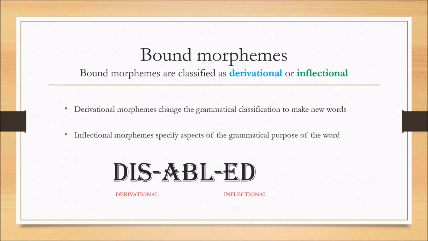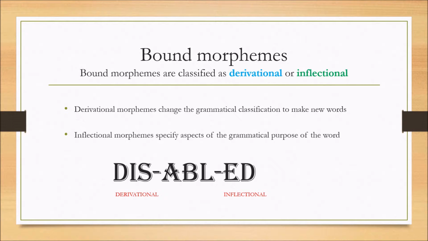Bound morphemes are classified as derivational or inflectional. Derivational morphemes change the grammatical classification to make new words. Inflectional morphemes specify aspects of the grammatical purpose of the word. Take disabled. Dis is derivational, and the ed in disabled is inflectional.